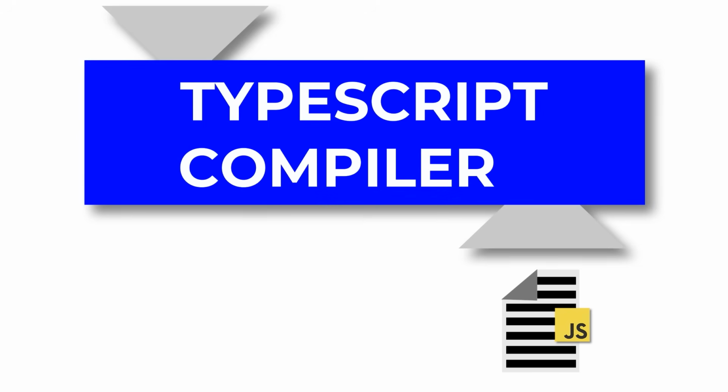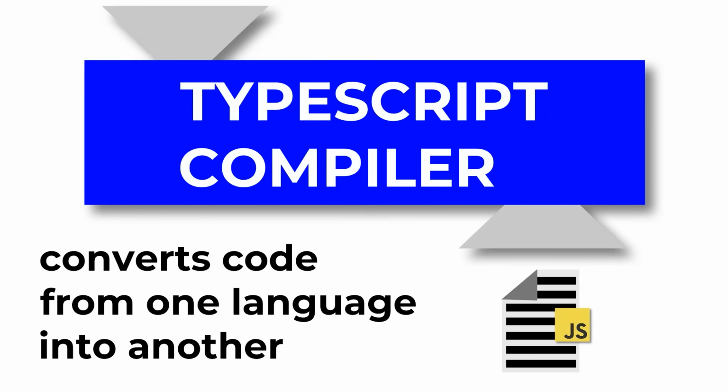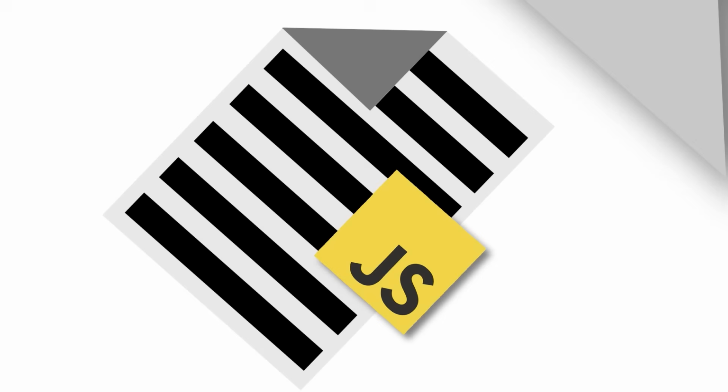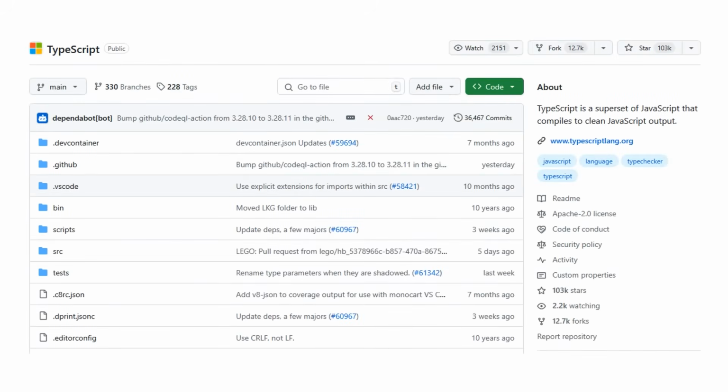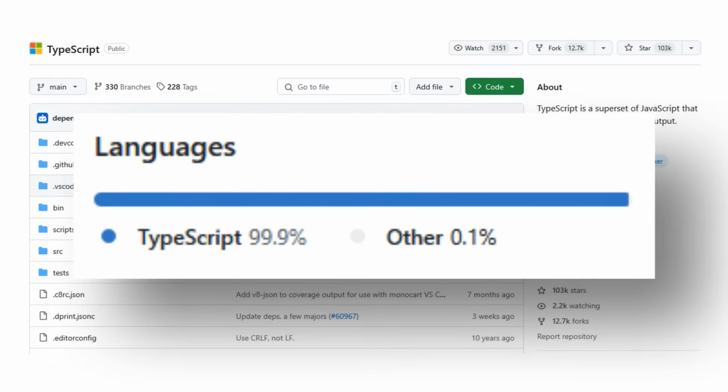A compiler is simply a program that converts code from one programming language to another programming language. In TypeScript's case, it compiles to JavaScript. Also, technically, the TypeScript compiler is a transpiler, since JavaScript isn't machine code, but the idea is the same. But you want to know something cool? The TypeScript compiler is written in TypeScript!